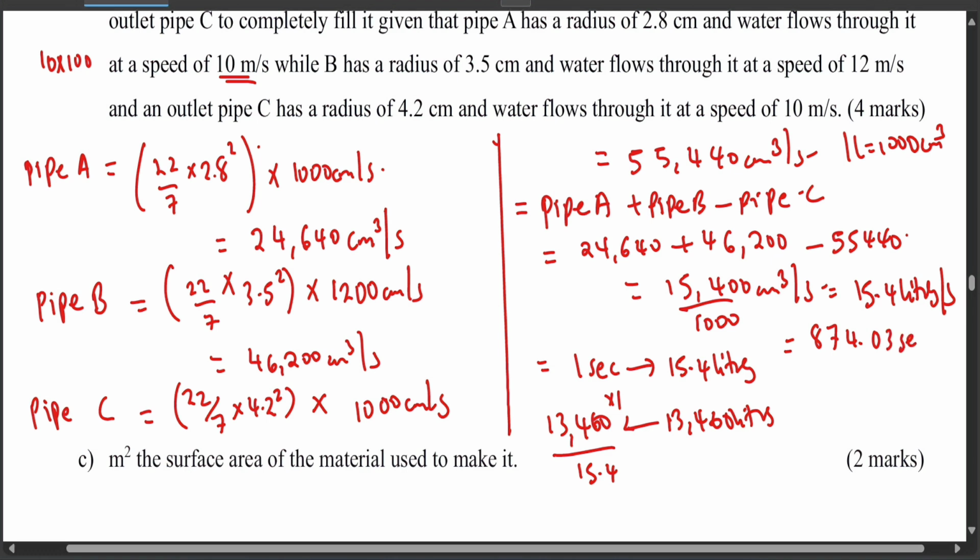874.03 seconds. Sawa, lakini kumbuka hii ni second na hapo swali umeuliza in terms of minutes, so therefore uta divide na 60 ndio ubadilishe into minutes, because remember 1 minute gives you 60 seconds. So divide by 60 and it gives you around 14.56. Okay, but if you round it off to the nearest minute, it should be precisely 15 minutes. So that is your answer.